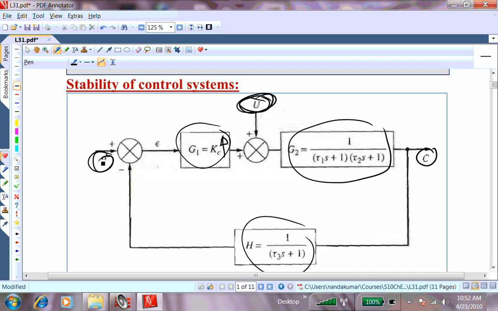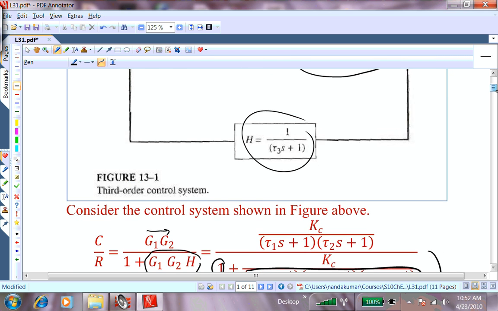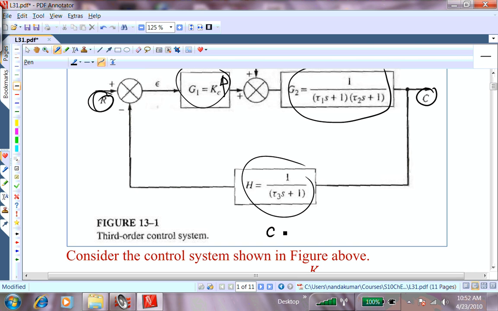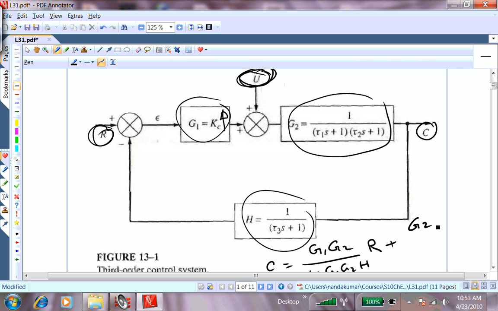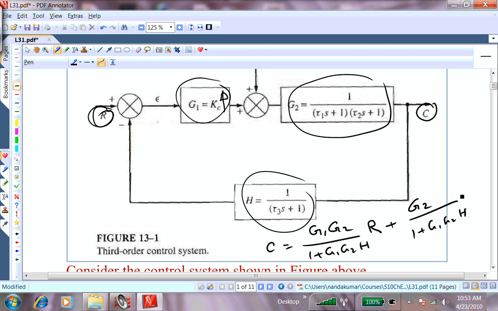If you write the effective transfer function that includes both, here I just showed you the ratio C over R. Suppose I write this as C equals G1 G2 divided by 1 plus G1 G2 H times R, plus at the same time a disturbance. What would be the transfer function for that? The disturbance is here, so it's simply G2, the open loop transfer function between those, divided by the whole thing in the loop, 1 plus G1 G2 H. So the denominator is the same, no matter whether the disturbance is coming from U or the set point change. The stability of the dynamical system is determined only by the characteristic roots of the denominator, by setting that equal to zero and solving for all the roots.